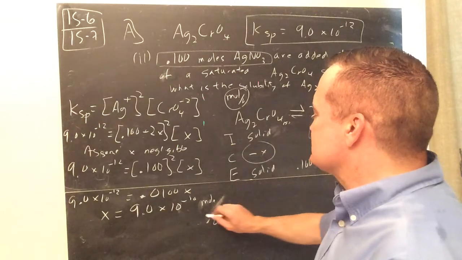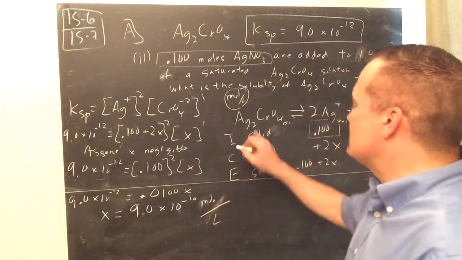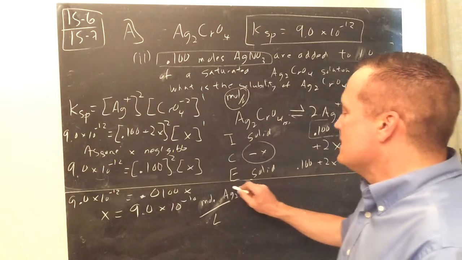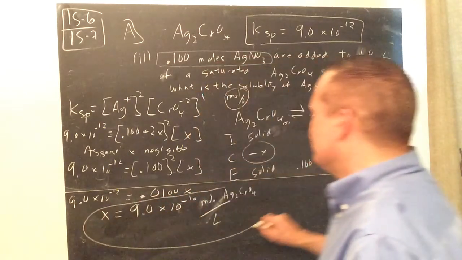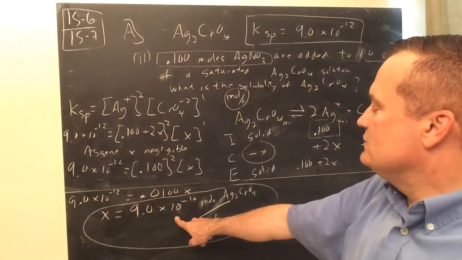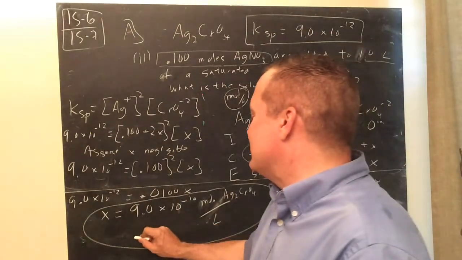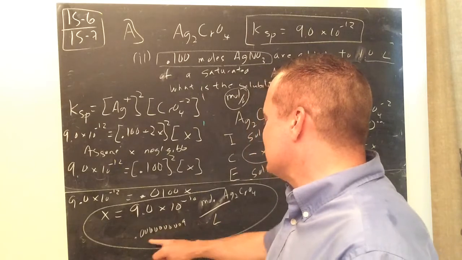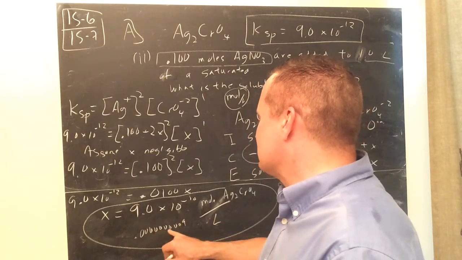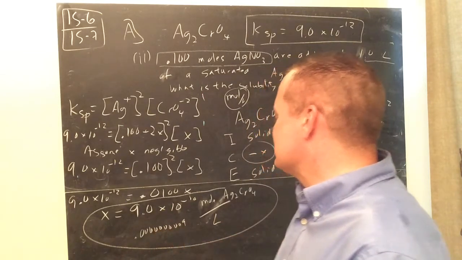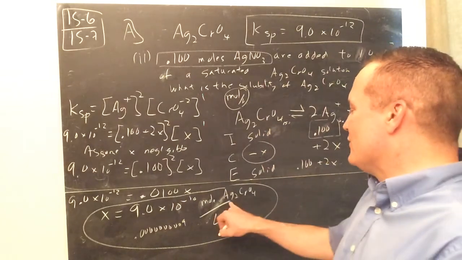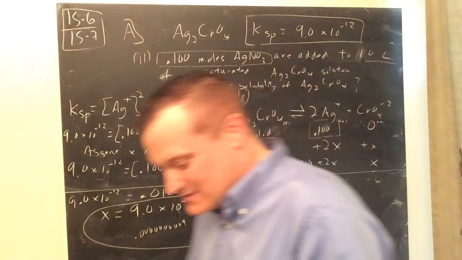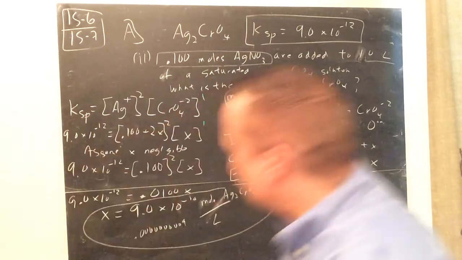And I like to also put in the formula. Moles of Ag2CrO4. So this actually tells me 9.0 times 10 to the negative 10. Look how small that is. Is that right? 1, 2, 3, 4, 5, 6, 7, 8, 9. There it is. That's how many moles of this will dissolve in every 1 liter. Really, really small amount of stuff. Okay, so that's how you do it.